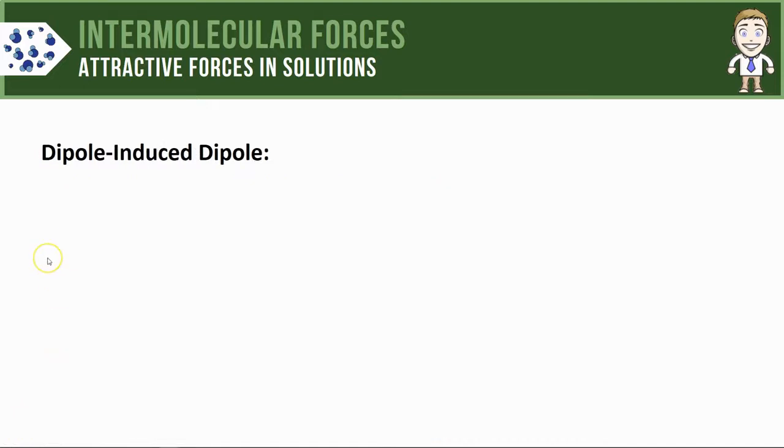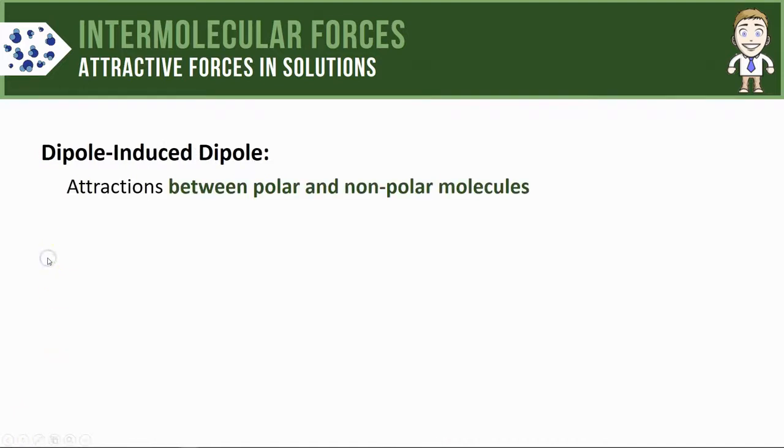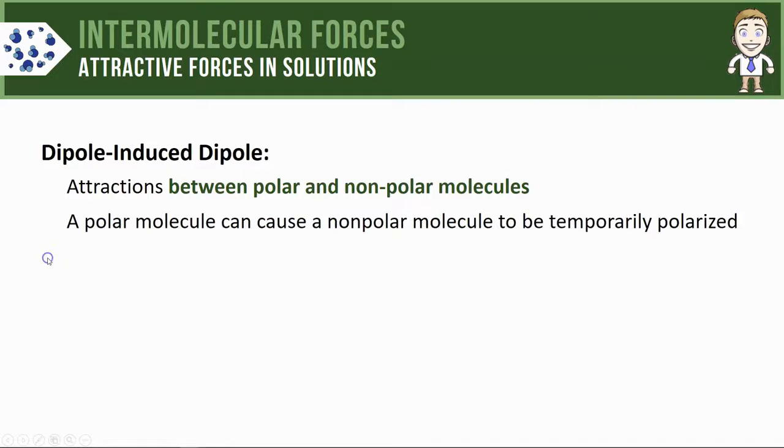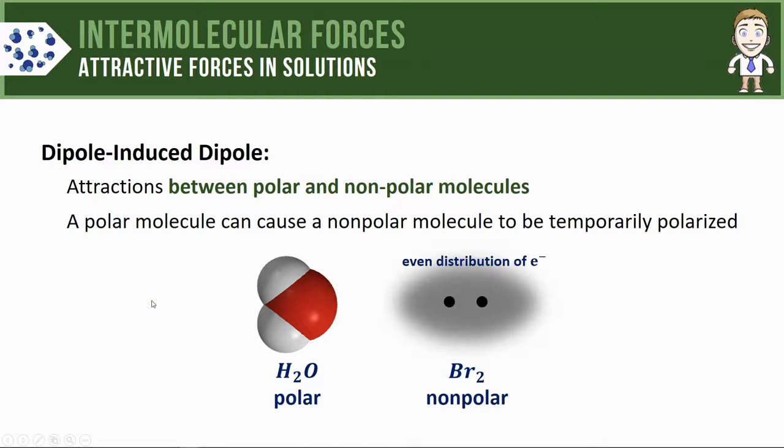We've also got dipole-induced dipole forces. These are attractions between polar and nonpolar molecules. What happens is a polar molecule can actually cause a nonpolar molecule to become temporarily polarized, a lot like we saw with London dispersion forces. Let's see how this works by looking at water, a polar molecule, and Br2 bromine, a nonpolar molecule. Notice the even distribution of electrons around my nonpolar bromine.